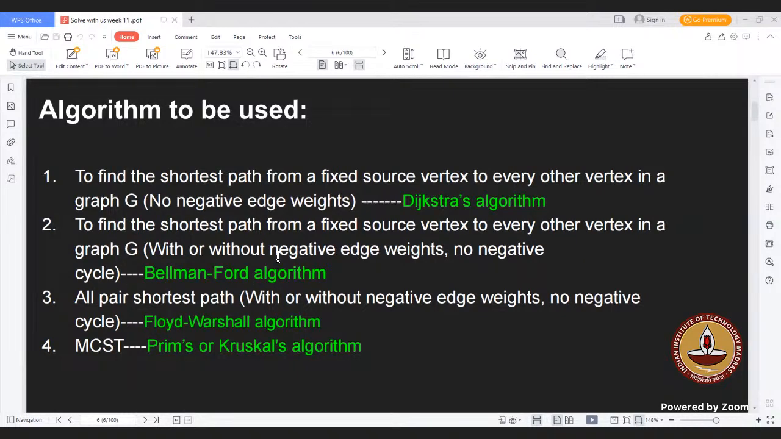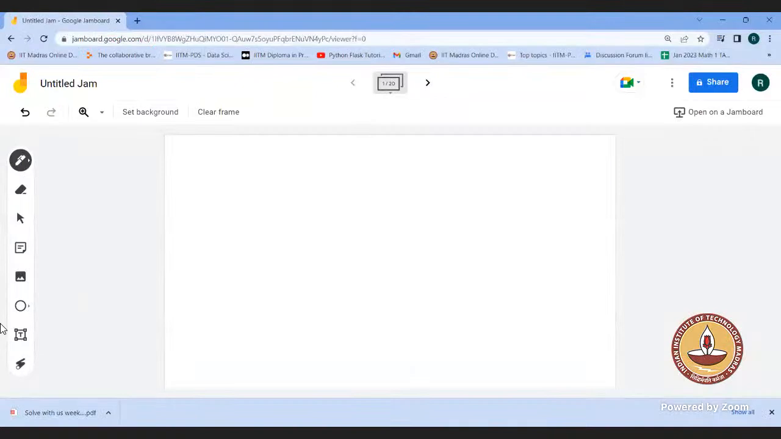So can someone tell me the difference between these two, Dijkstra and Bellman-Ford? Sir, Dijkstra cannot handle negative edge values, and Bellman-Ford can have negative edge values but the cycle cannot be negative. The sum of edges of a cycle cannot be negative. So what is a cycle basically? Vertices repeating. Yes, and there must be at least three vertices repeating.